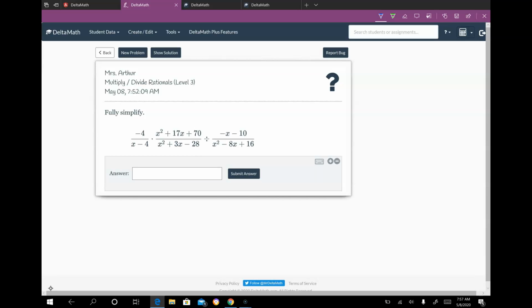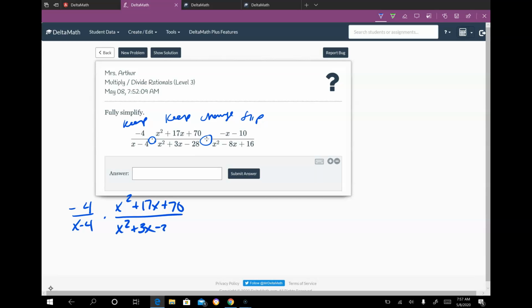So multiplication we know is fine, alright? But division, we're going to have to do that keep, change, flip. Okay, so you still keep this one the same too because it's multiplication. So now we're going to have negative 4 over x minus 4 times x squared plus 17x plus 70 over x squared plus 3x minus 28. Change division and multiplication. Flip that last fraction.